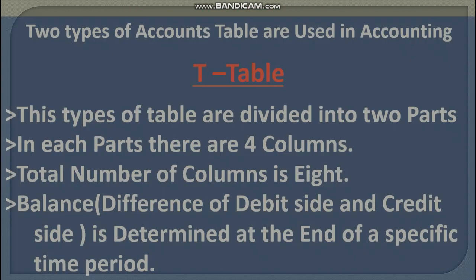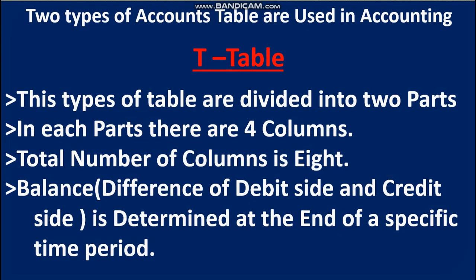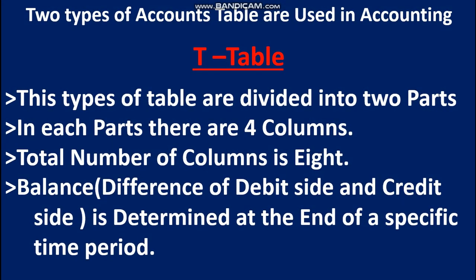Dear student, there are two types of accounts table used in accounting. Number one, T table. We can call it the traditional format also. Actually, it is like the English alphabet T. That's why it is called T table. This type of table is divided into two parts. In each part, there are 4 columns. The number of columns is 8. The balance difference of debit side and credit side is determined at the end of the specific period of time. This is the characteristic of T table format.